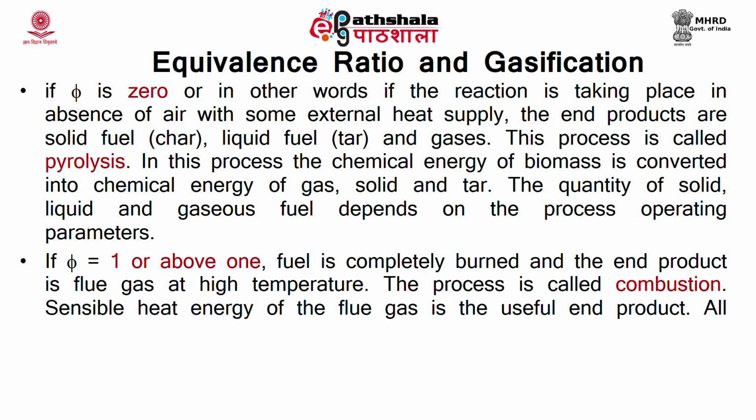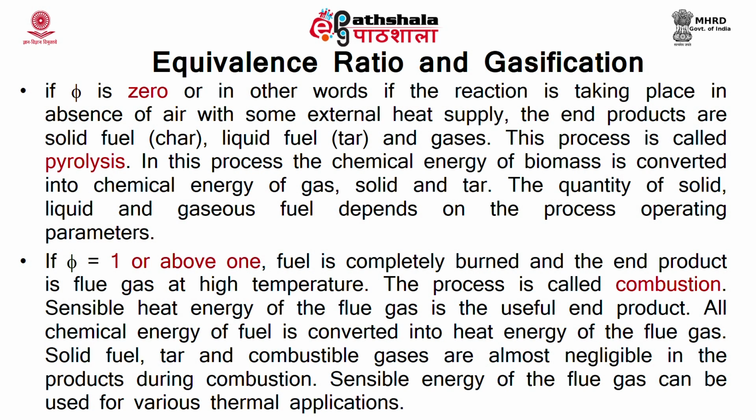If phi is 1 or above 1, fuel is completely burned and the end product is flue gas at high temperature. The process is known as combustion. Sensible heat energy of the flue gas is the useful end product. All chemical energy of the fuel is converted into heat energy of the flue gas. Solid fuel, tar and combustible gas are almost negligible in the products during combustion.